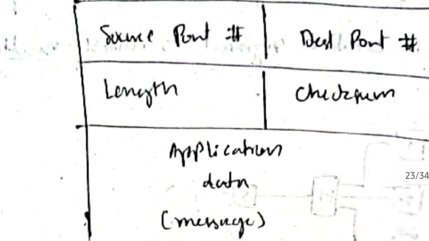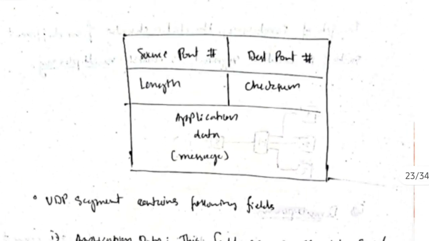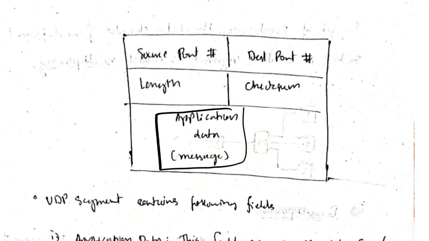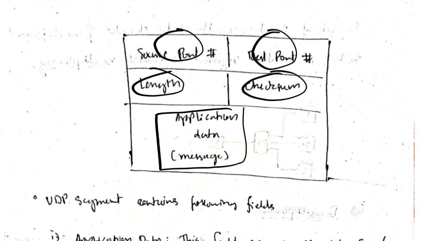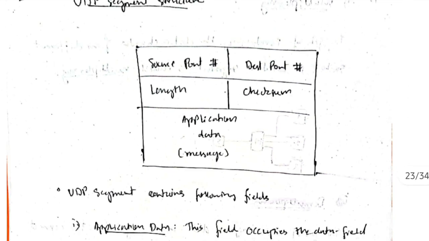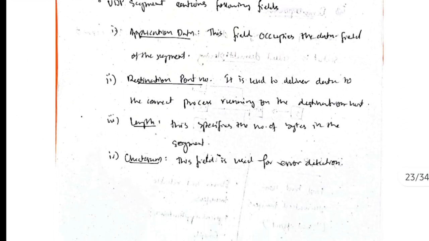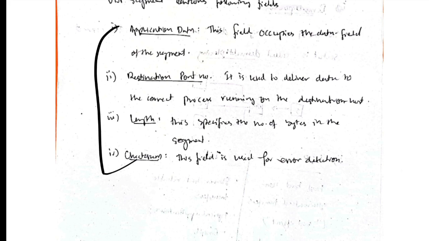So UDP has 5 things. You can remember it this way: we are transferring the application data, which is the message, right? And from where are we transferring? From the source to the destination. And the length of the data, which is the length of the data being transferred, and the checksum is for error control. So these are the 5 things you have to draw and explain each of these.